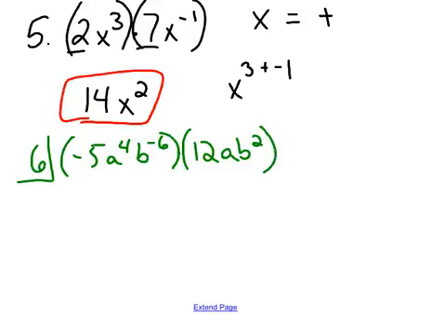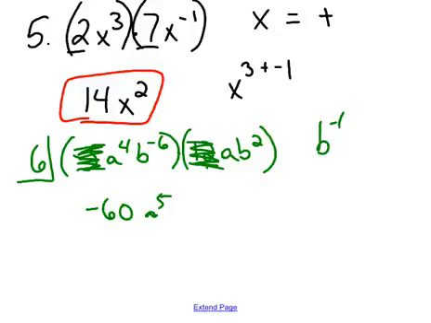What I see here is a negative 5 and a 12. So I'm going to get rid of those by making it negative 60. Maybe I cross them out this time. All right, now we're still multiplying. So what we have is a to the 4th times a would be a to the 5th. And now here's something fun. This is why I think this is the best unit. b to the negative 6 plus 2 is equal to b to the negative 4th.